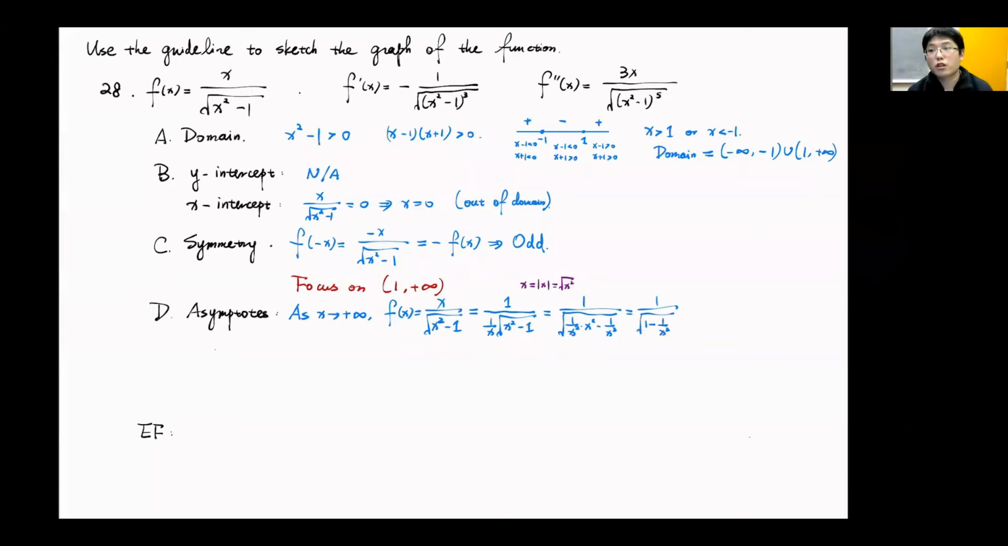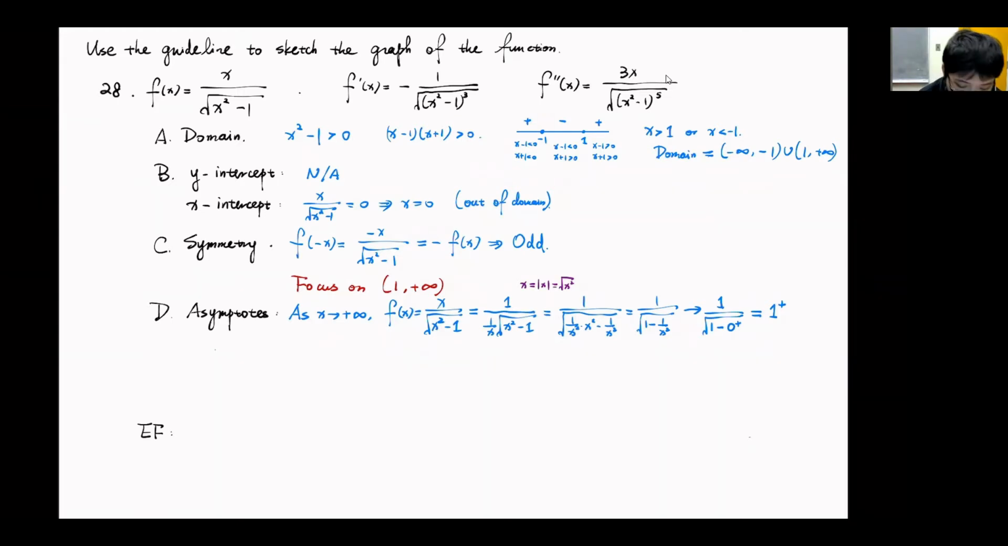As x approaches infinity, 1 over x squared will approach 0 from above. So what I will get is 1 over the square root of a number that is slightly less than 1, because 1 minus a positive number is going to be smaller than 1. So 1 divided by a number that's slightly less than 1 will be slightly greater than 1. That's how I can see that f of x is approaching 1 from above as x gets large.